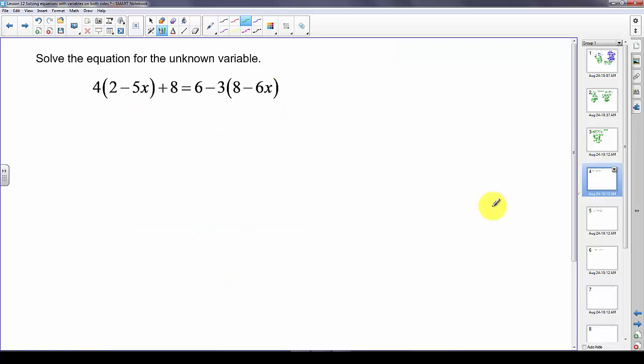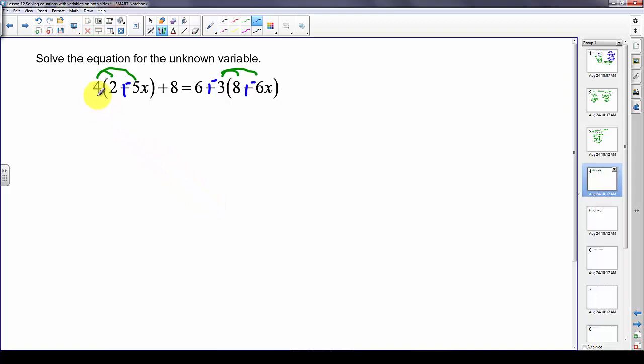Let's go through another example. So I have two distributions I have to make here. And you'll notice I have lots of subtractions. When I have subtractions, at least early in algebra, I like to say, well, subtraction is the same as adding the opposite.